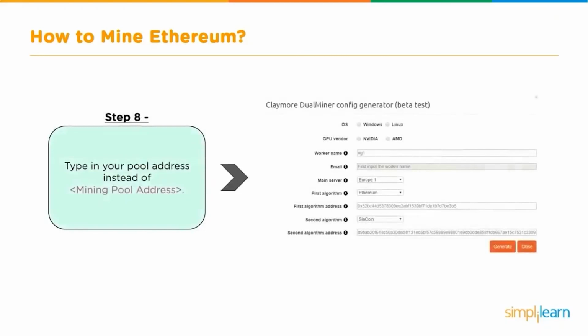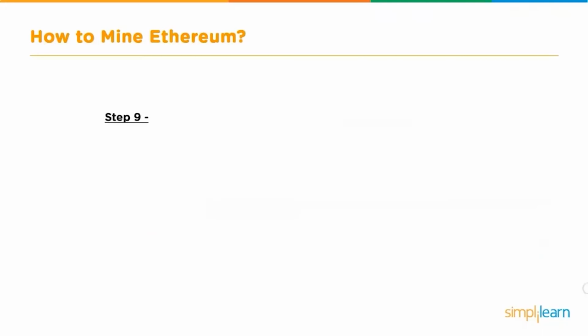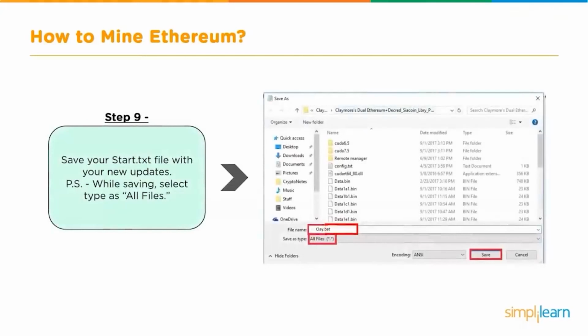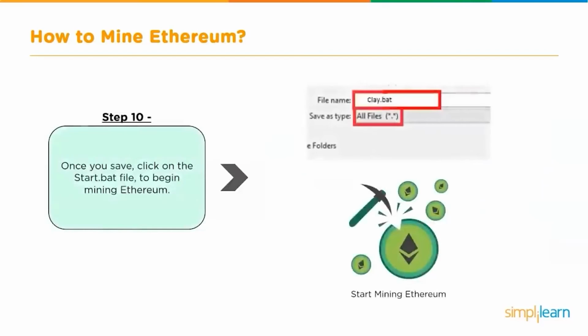Step 8. Type in your pool address instead of mining pool address. Step 9. Save your start.txt file with your new updates. Remember, while saving, select Type as all files. And step 10. Once you save, click on the clay.bat file to begin mining Ethereum.